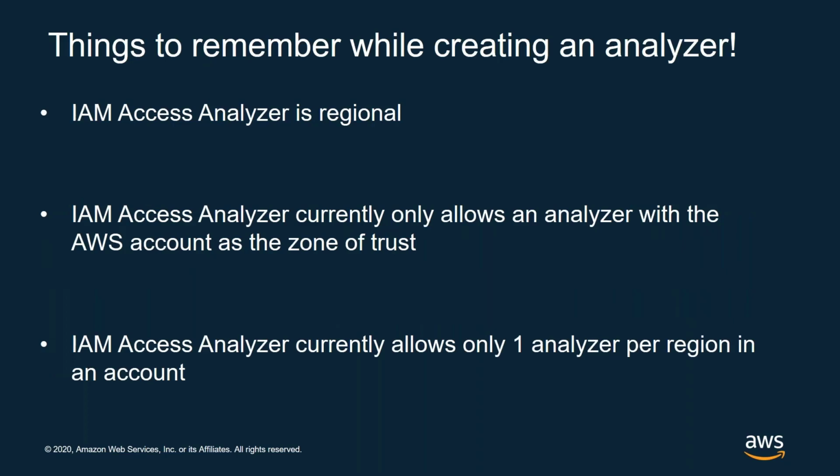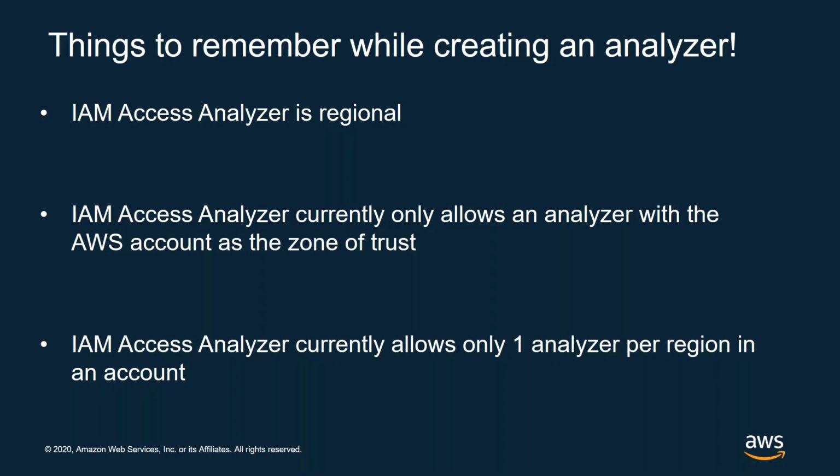All right, a few things to remember while you are creating the analyzer. IAM Access Analyzer is a regional feature, which means you will have to create an analyzer in each of the regions where you would want to identify resources. The findings are generated in a region by the analyzer for resources that are created in that region.